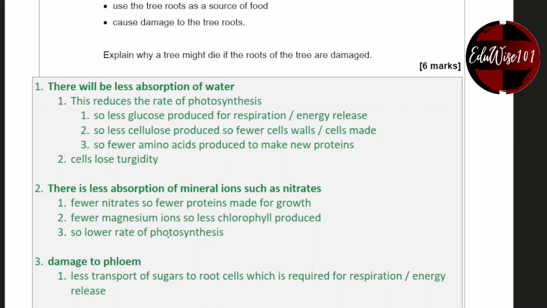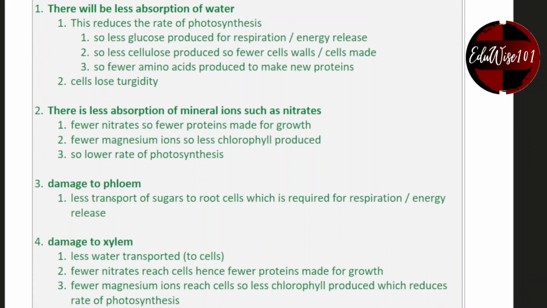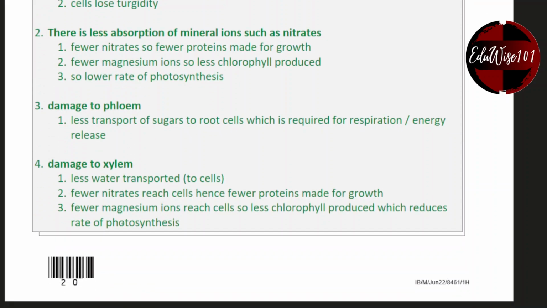If the roots are damaged, then there is damage to the phloem and the xylem. If there's damage to the phloem, there is less transport of sugar to root cells, which is required for respiration and energy release. And if the xylem is damaged, less water is transported to cells, fewer nitrates reach cells, hence fewer proteins will be made, and fewer magnesium ions reach cells, so less chlorophyll is produced, which reduces the rate of photosynthesis again.